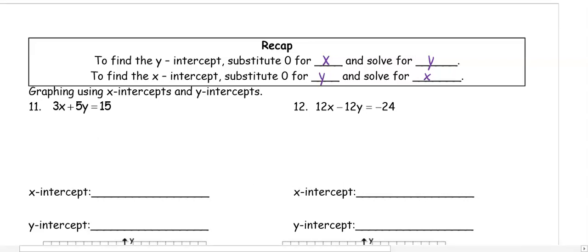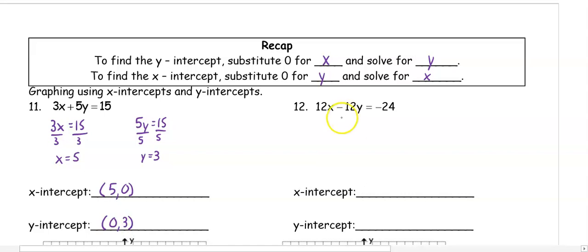So in number 11, we have 3x plus 5y equals 15. To find the x-intercept, we're just going to say 3x equals 15. When we divide by 3, x equals 5, so we have 5, 0. Then to find our y-intercept, we have 5y equals 15. We can divide both sides by 5. So y is 3, so we would have 0, 3. Whichever variable we ignored, we put a 0 and then solve for our other variable.